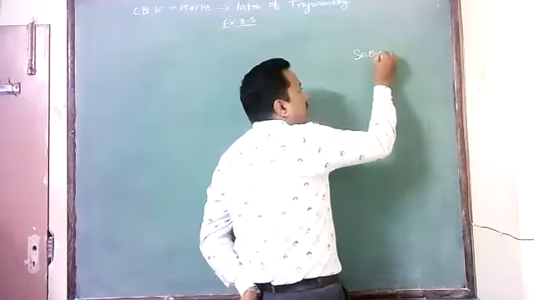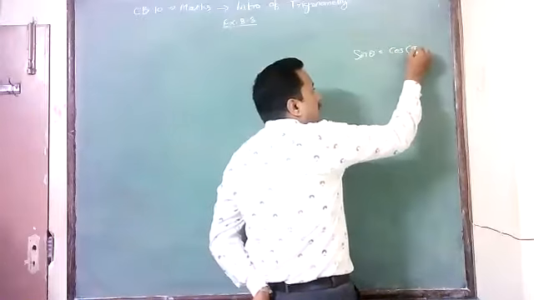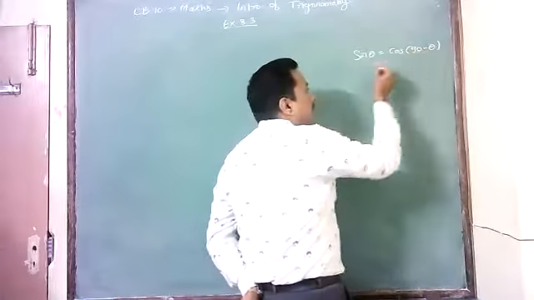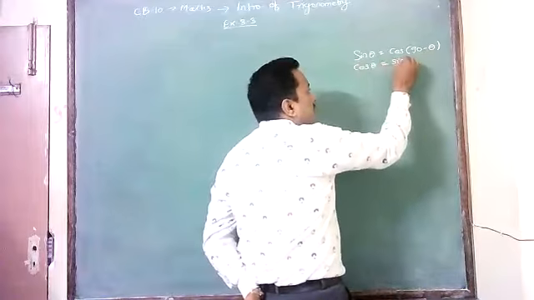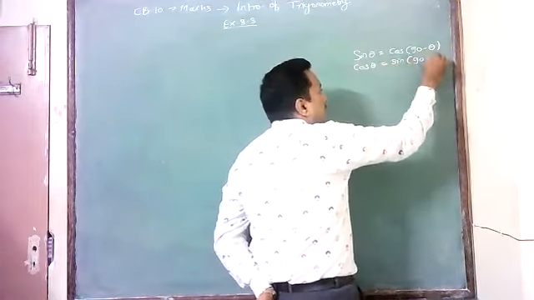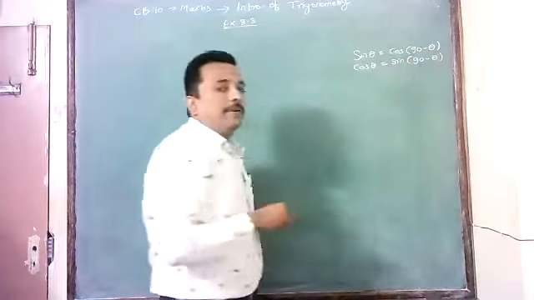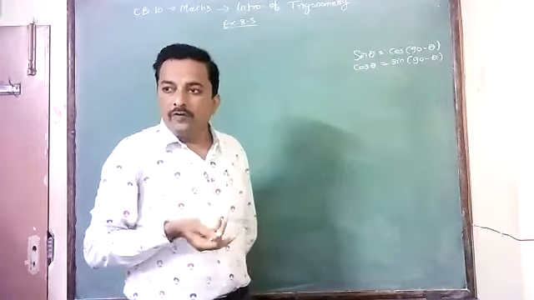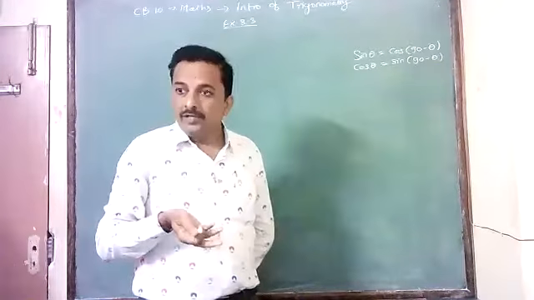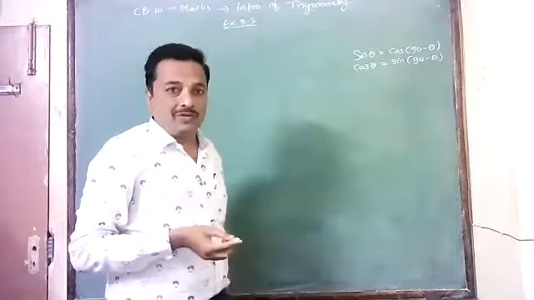Sin theta is equal to cos 90 minus theta, and then cos theta is equal to sin 90 minus theta. Sin and cos, these are the complementary angle to each other. If one is 45, the other will be 45. If one is 30, the other will be 60.